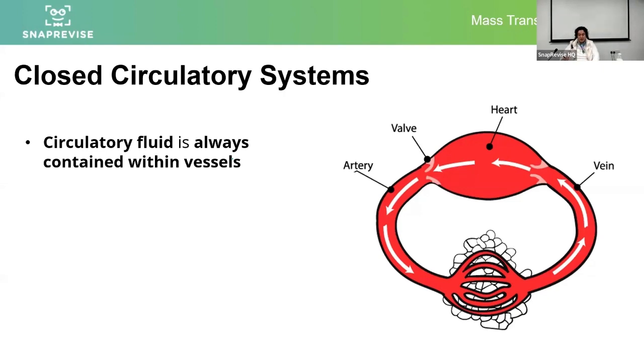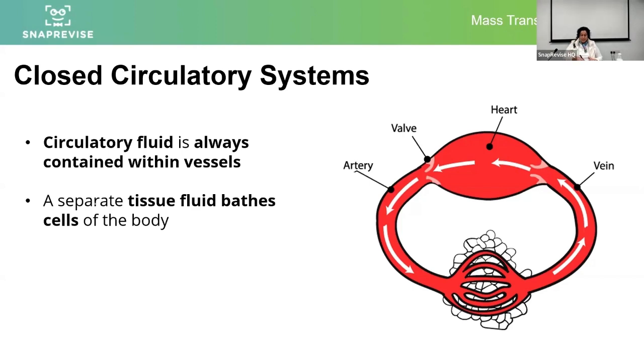So here we have an example of a closed circulatory system. Note that this is not a double circulatory system. We're going to see the crucial difference in a minute. And the fluid is contained within these vessels. We have here exchange taking place.